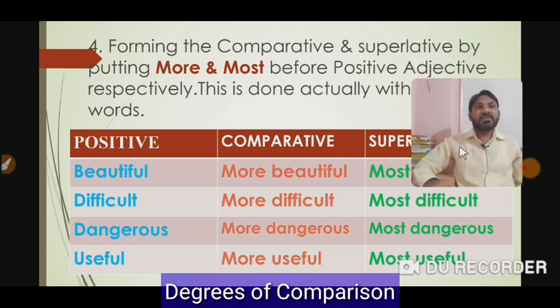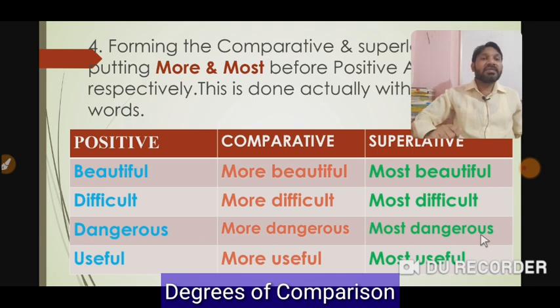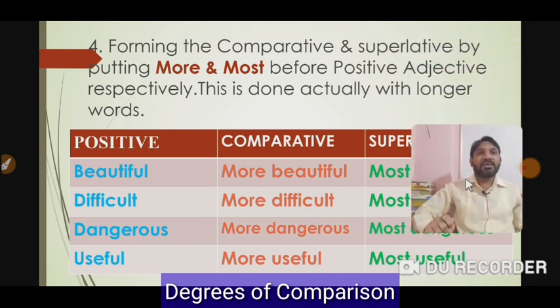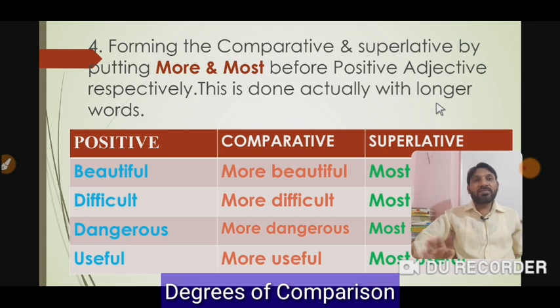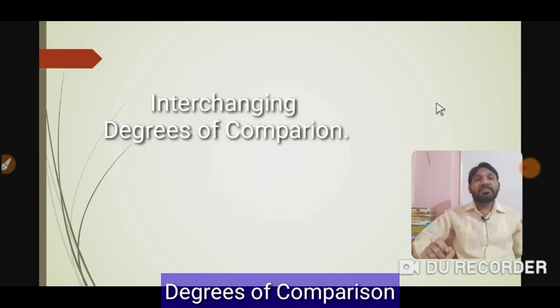Okay. So this is one of the important ways that we have to keep in mind. But in the superlative degree, before most we have to use the article the: the most beautiful, the most difficult, the most dangerous, the most useful, in this way. Okay, understood? So we have studied here how to form the comparative and superlative adjectives. In the next video, we will see how to interchange the positive degree into comparative and comparative degree into superlative, vice versa.